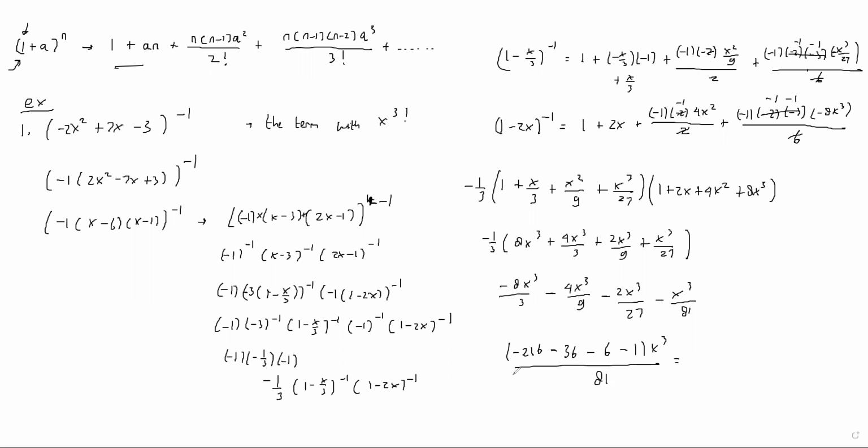So let's add them. What do we have? So 216 plus 36 plus 6 plus 1. We're going to end up with 259. So negative 259 over 81 x cubed. And then let's try to check it. Can we divide those two? We cannot, so just leave it be. So in that case, the final answer for this question is like this. Okay, and that's how we do an expansion with a negative power.